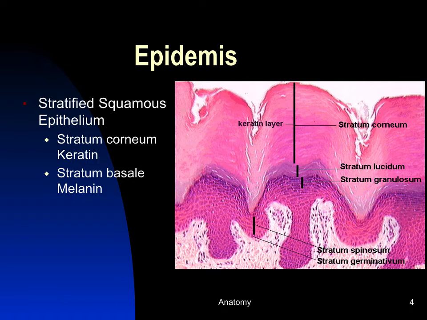The bottom layer, here it's labeled stratum germinativum, but it's also called the stratum basale. These are where the cells are that produce melanin. Okay, and this is an actual picture of thick skin right here. And it shows the stratum germinativum, stratum spinosum, stratum granulosum, stratum lucidum, and stratum corneum. These are the strata of the skin.